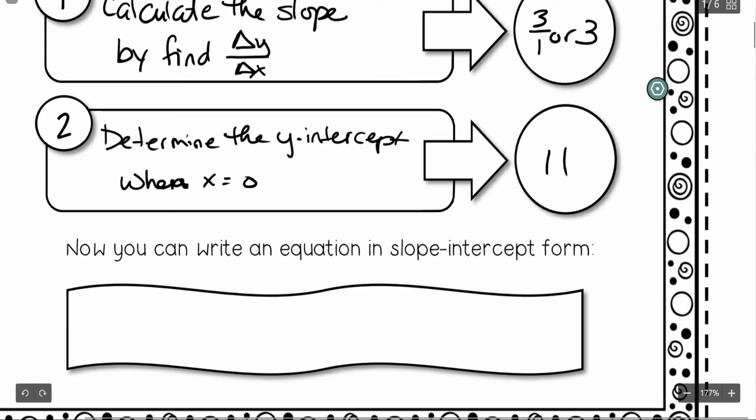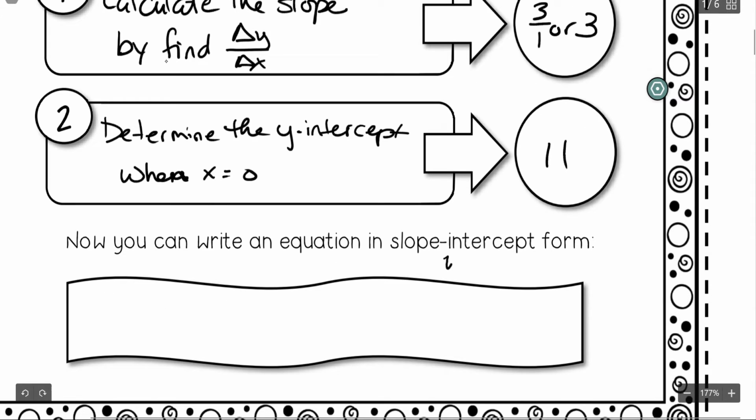So if we want to put the equation in slope-intercept form, y equals mx plus b. We know our slope is 3. We know our y-intercept is 11. So y is equal to 3x plus 11.